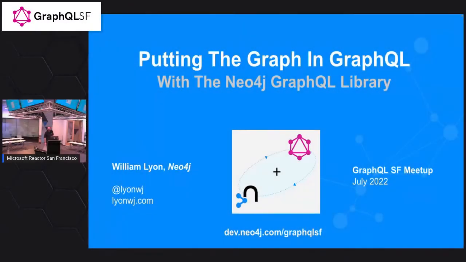My name's Will. I work at Neo4j, and what I want to talk about today is building GraphQL APIs backed by a native graph database to take advantage of the graphiness of GraphQL.